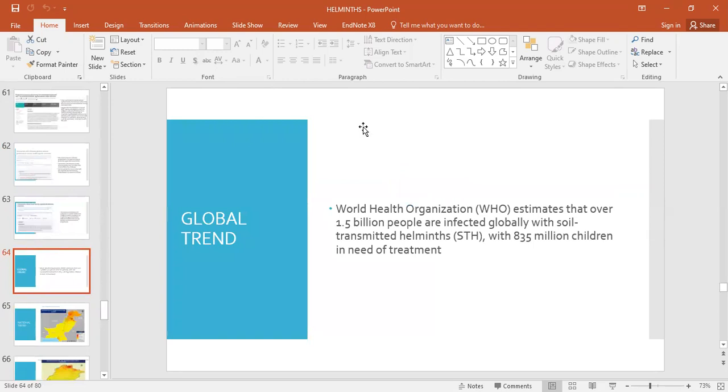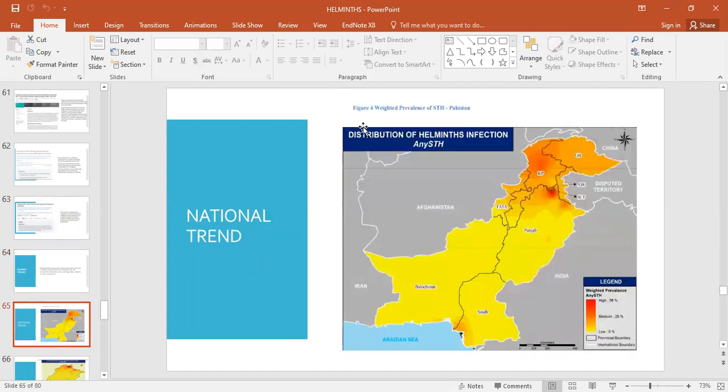Now the global trends. WHO estimates that over 1.5 billion people are infected globally with STHs, with 835 million children in need of treatment. The national trend is a map which shows the distribution of helminthic infections, the weighted prevalence of all the soil-transmitted helminths. We show in red and dark orange the high prevalence, about 56%, the medium in light orange with about 26%, and the low in yellow, about 0% prevalence of soil-transmitted helminths.